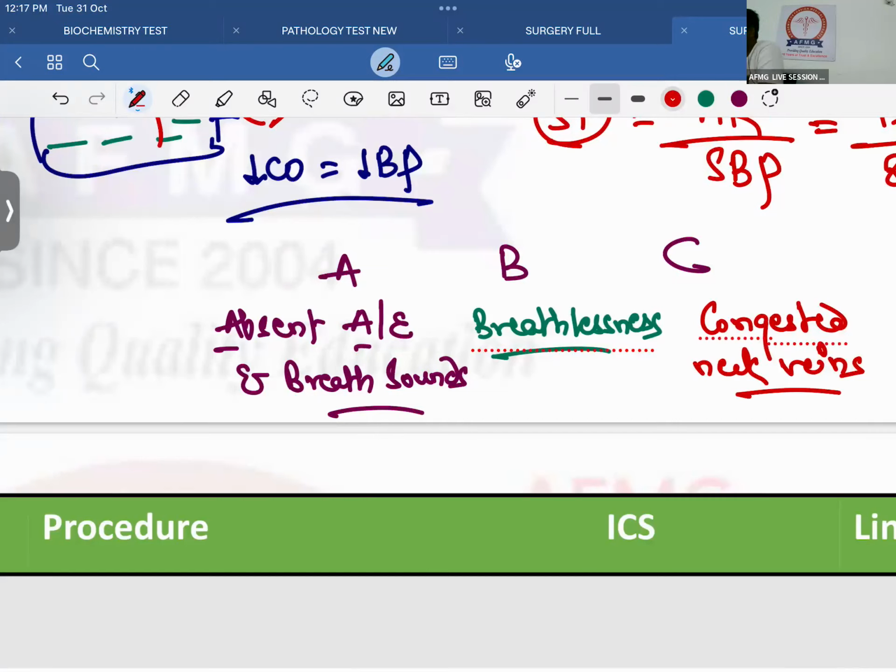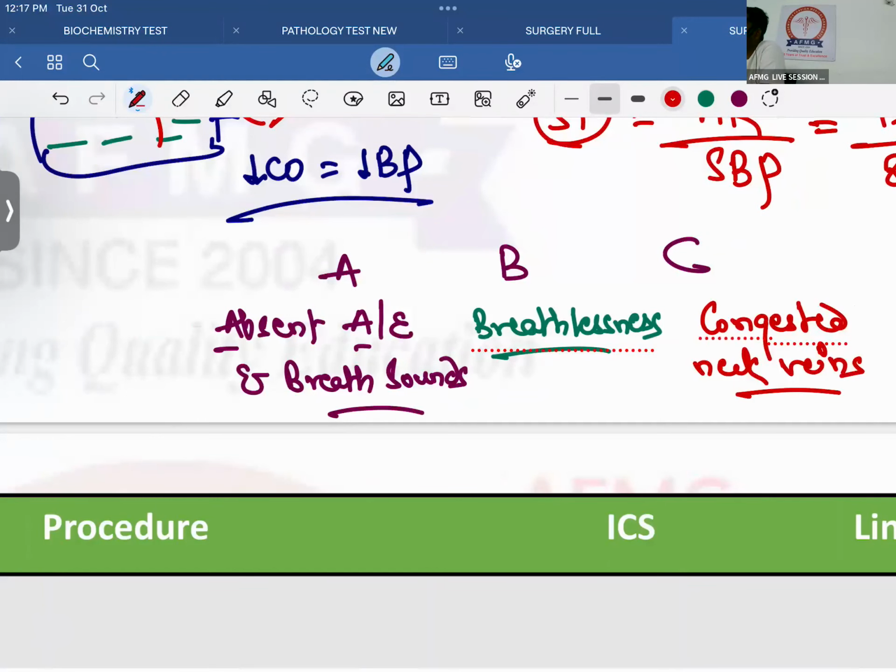तुम्हें समझना है कि वो breathlessness है, ठीक है? And definitely absent air entry and absent breath sounds. Two of them तो वो present in the question. And third का भी hint था, because the patient is having low cardiac output, so all that blood will be collected in the neck veins itself. What is this classical diagnosis of?